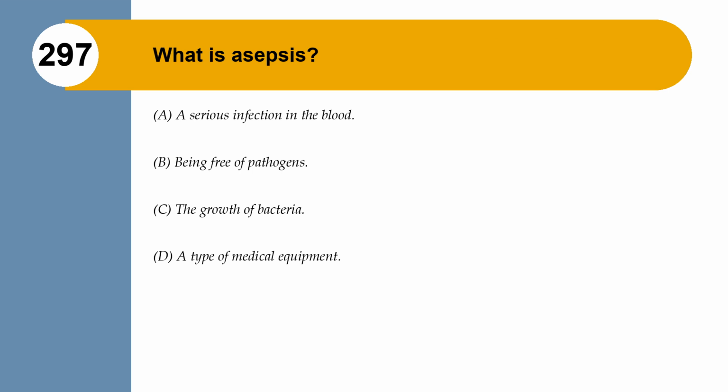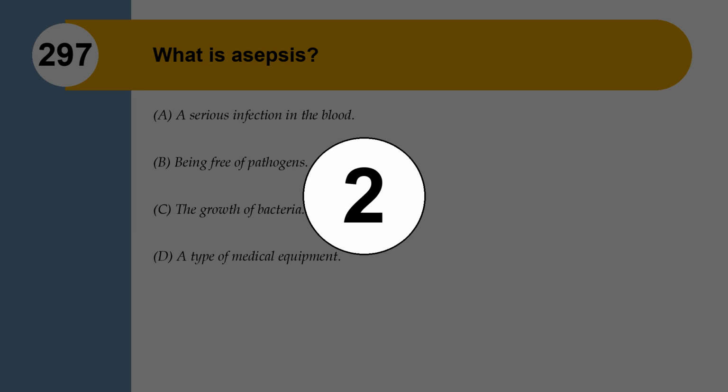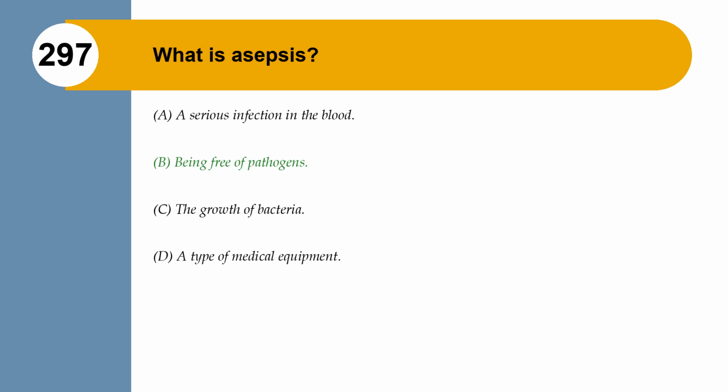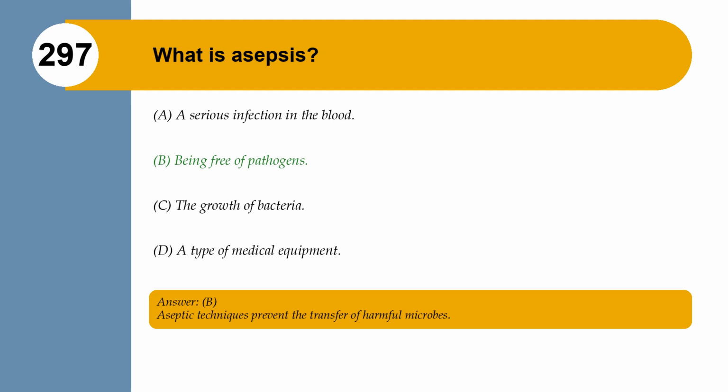Question 297. What is a sepsis? Option A, a serious infection in the blood. Option B, being free of pathogens. Option C, the growth of bacteria. Option D, a type of medical equipment. The correct answer is option B, being free of pathogens. Explanation. Aseptic techniques prevent the transfer of harmful microbes.